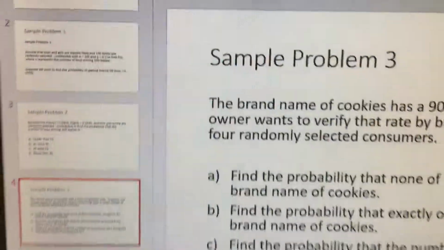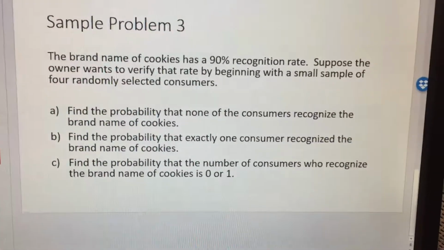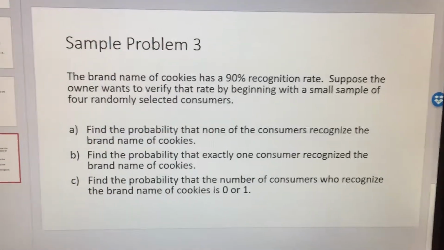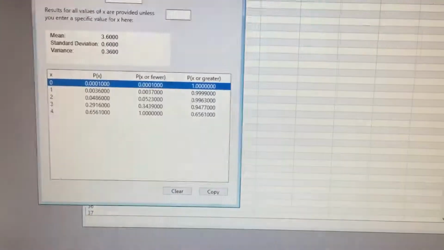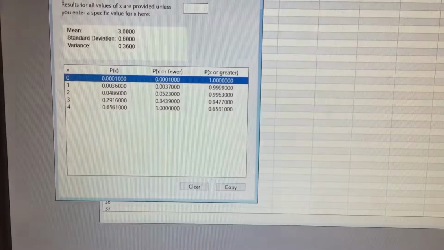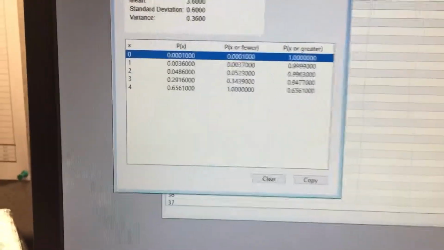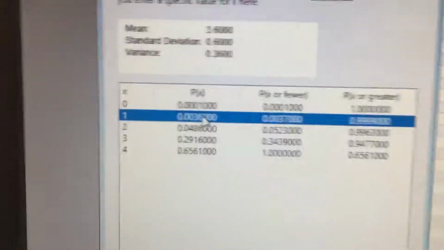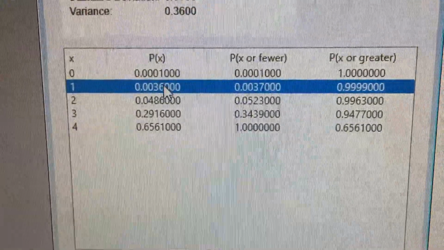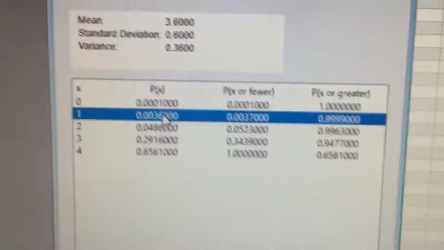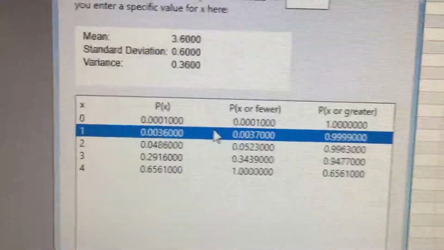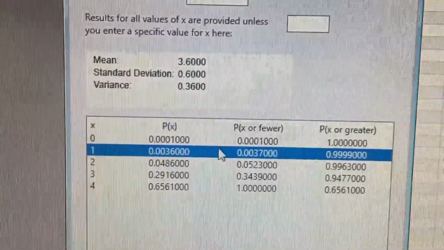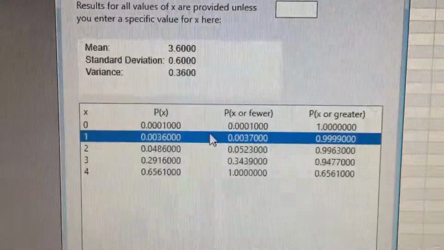Okay, now part B, we're finding the probability that exactly one consumer recognizes the brand name of cookies. Okay? So I'm going back to StatDisk. Exactly 1. That's this row right here where the 1 is. Now, under the column where it says P of X, so here the probability of exactly one person recognizing the brand name of cookies, that would be 0.0036. Okay?